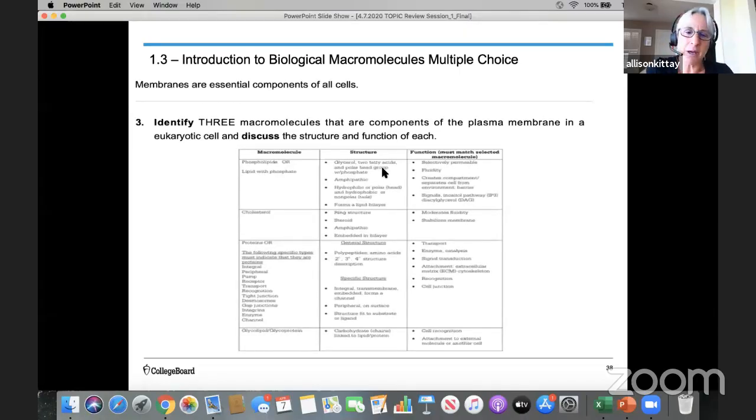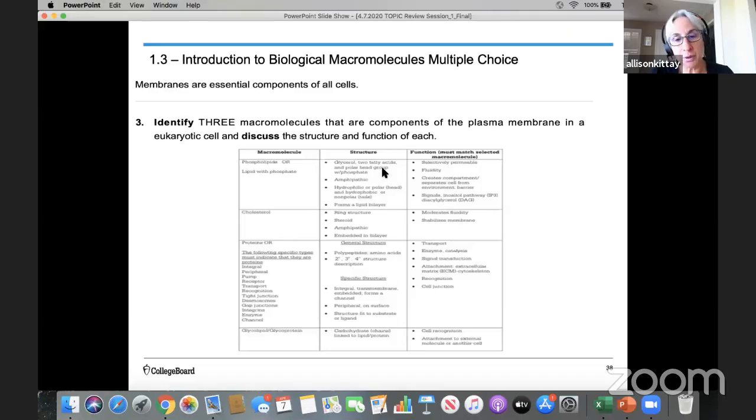And I know this table is not very good, but you can see that definitely we've got our phospholipids, which is a glycerol with two fatty acids, and the polar phosphate group is attached. And this is what makes those cell membranes selectively permeable. It restricts some molecules from passing through while allowing others. Cholesterol is another one. It makes the membrane fluid. It's got a four carbon ring structure.